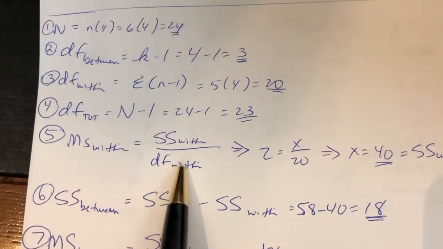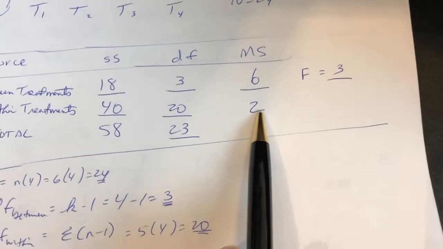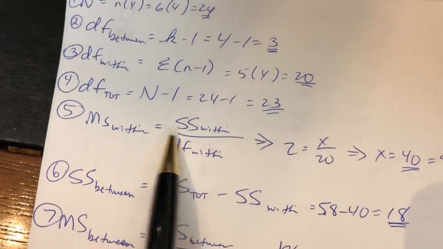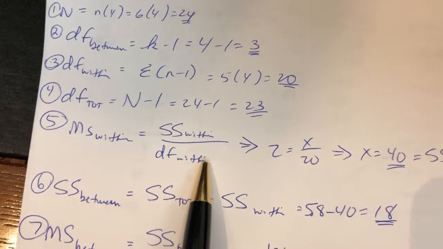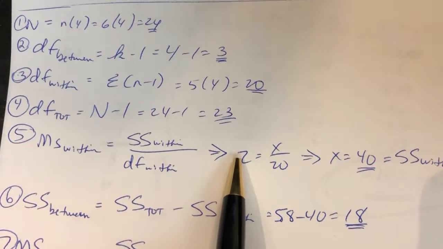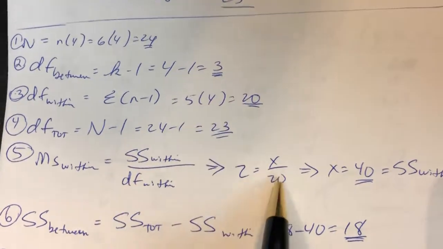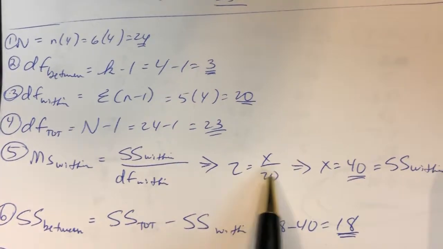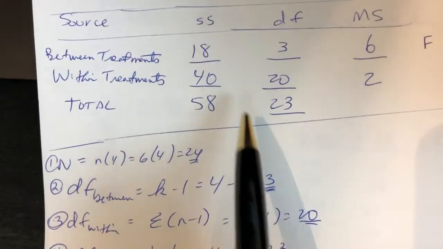Oh, because I have my degrees of freedom. Okay, yes, we have the MS within. If MS within equals the sum of squares within over the degrees of freedom within, then you can just do algebra and fill in the gaps. So they gave us the 2, and we solved for the 20 up here, so that left us with x. So x equals 40, which equals the sum of squares within. So we'll put that right there.